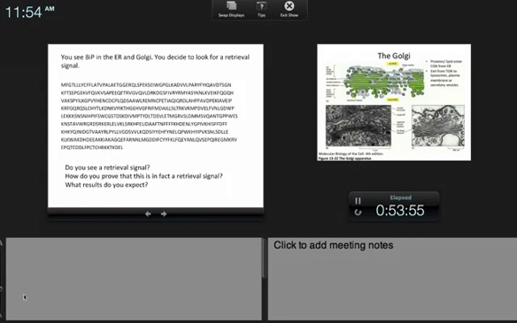How do you prove that this is, in fact, a retrieval signal? Someone said sequence it. Well, you already have the sequence. You see KDEL. What do you do? Yes? Could you remove the KDEL sequence and see if it goes back to the ER without it? That's the perfect experiment. Can you just remove KDEL?